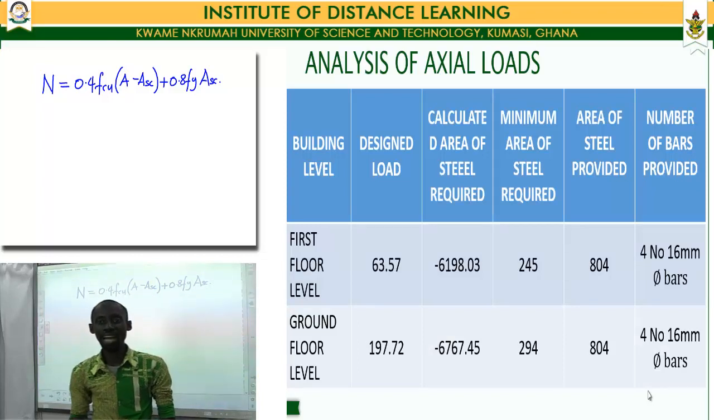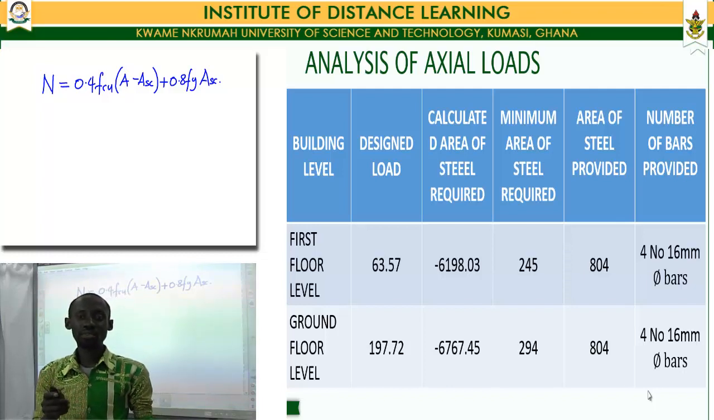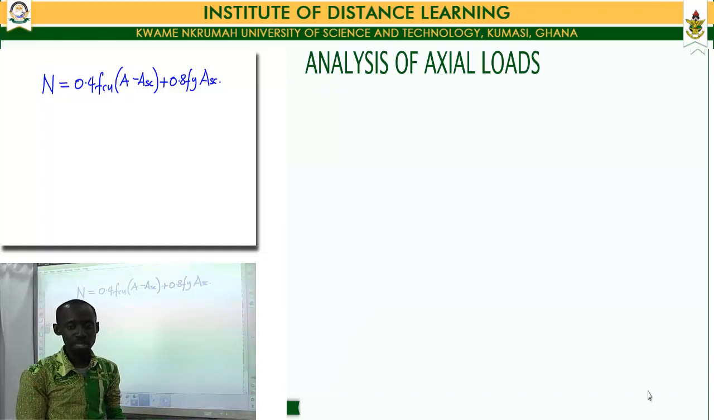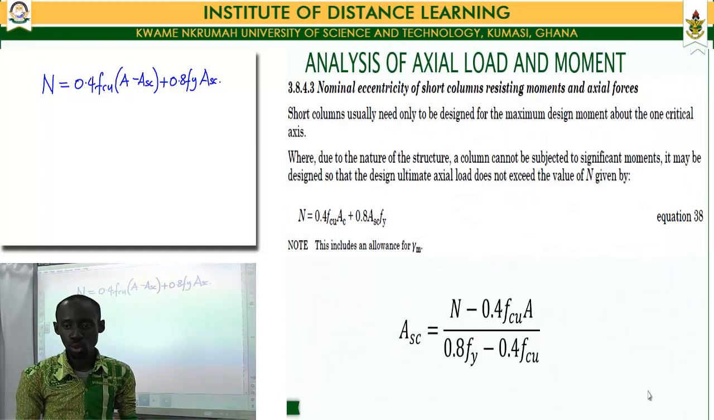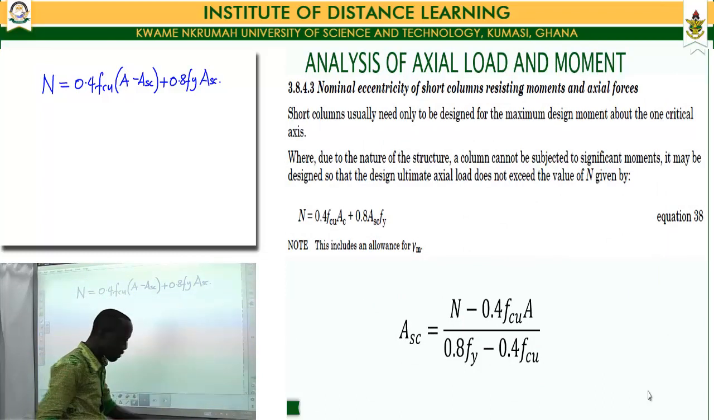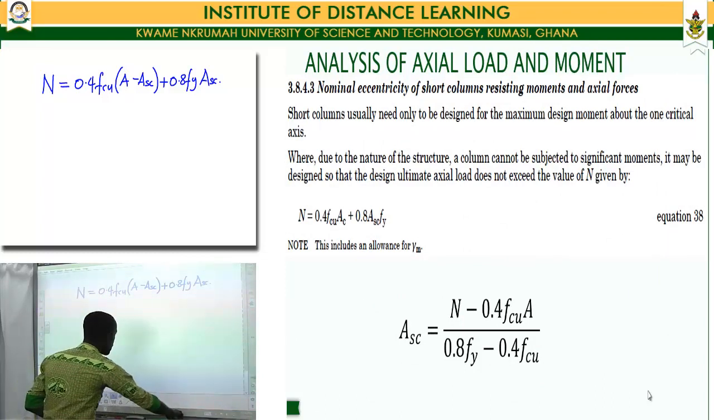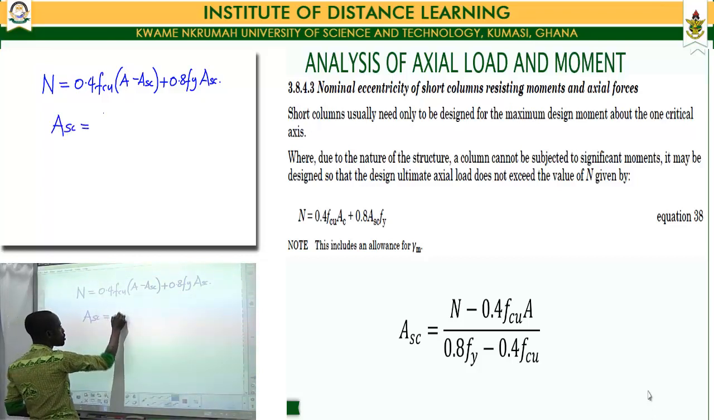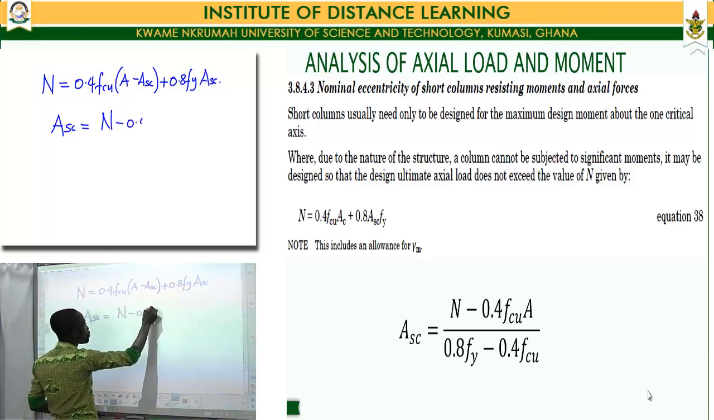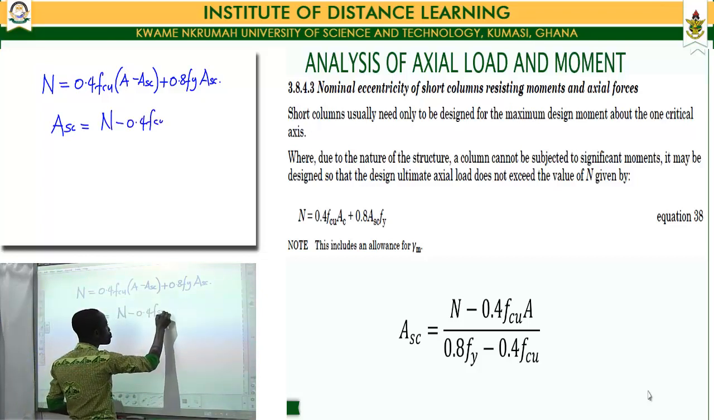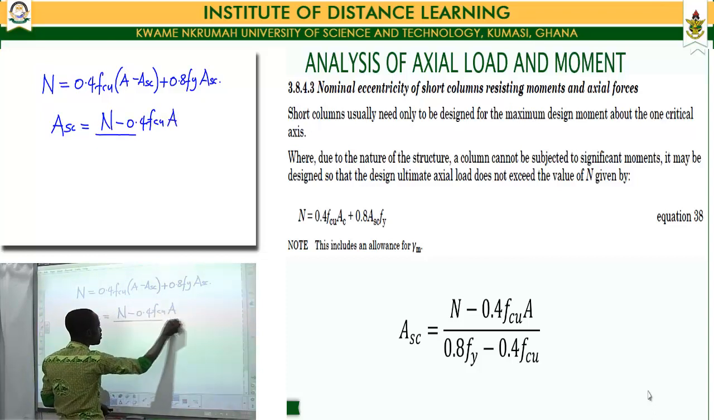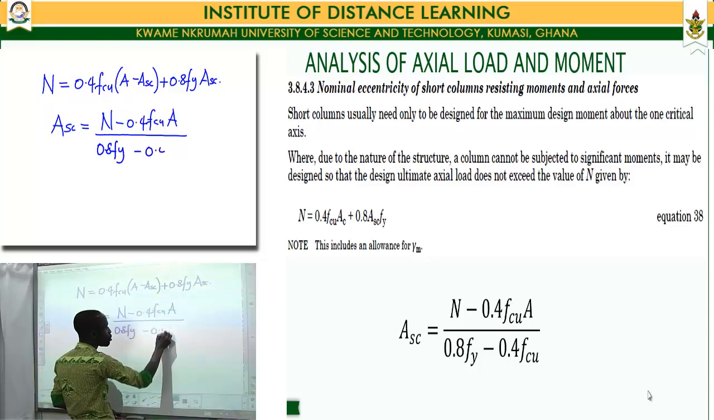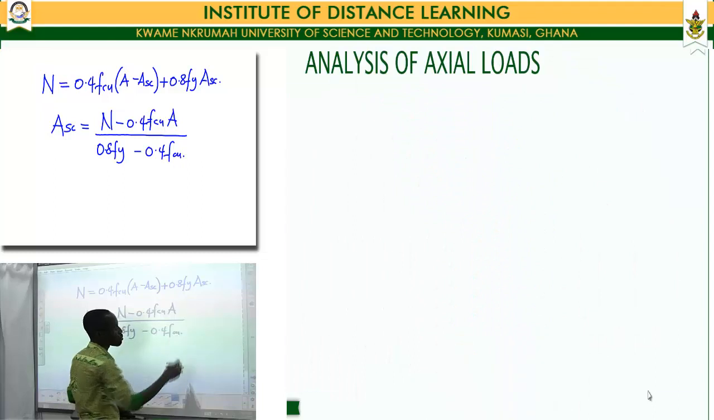For our first floor level, we had our design load equal to 63.57 kilonewtons. Now, when we substitute the various parameters into the equations as we saw, we had our area of steel being equal to N minus 0.4 FCU AC, over 0.8 FY minus 0.4 FCU.